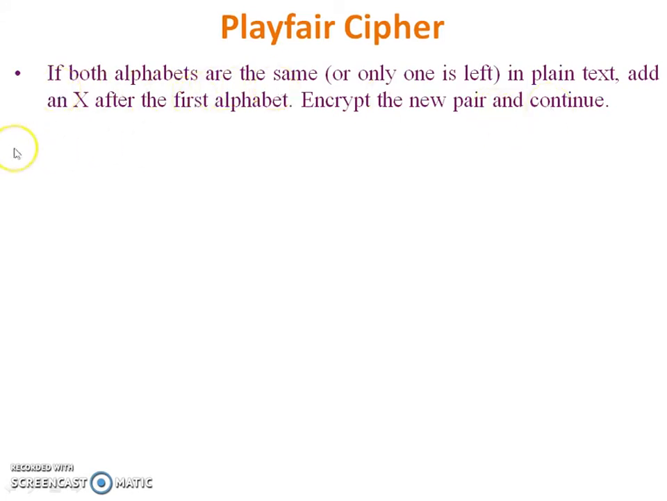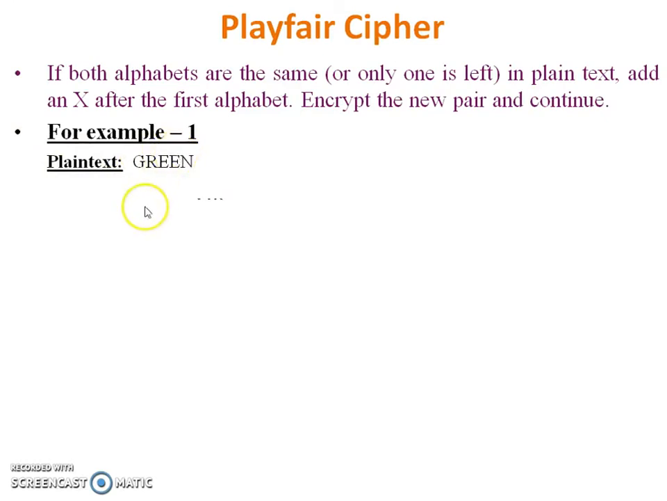Here I and J are combined, because there are 25 boxes and our alphabet has 26 letters. Second possibility: if any characters are repeated in the given keyword, use them only once during matrix filling. For example, Playfair is the keyword. Now create a 5x5 matrix.